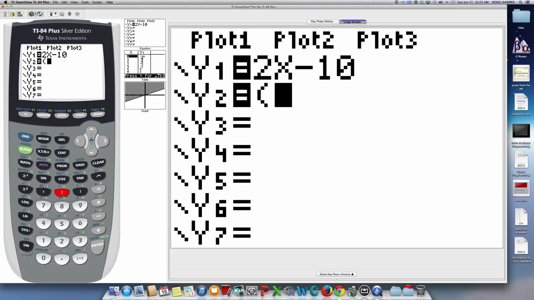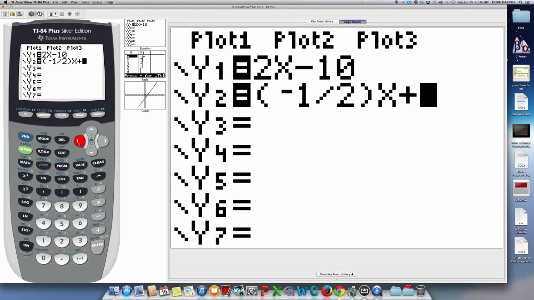So I need to put this in parentheses. So I have a negative 1 divided by 2 times x. Guys, always put your fractions in parentheses. And plus 4.